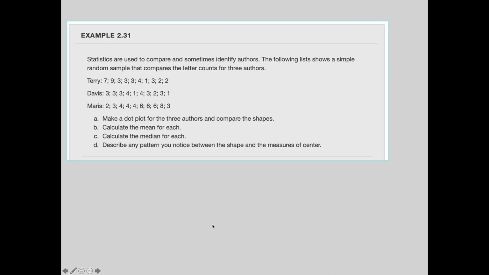So let's give you an example of how all these things can relate to each other. Statistics are used to compare and sometimes identify authors. The following list shows a simple random sample that compares the letter counts for 3 authors. Make a dot plot for the 3 authors and compare their shapes. Calculate the mean for each and the median for each. And then describe any pattern you notice between the shape and the measures of the center. Okay, do that now and then we'll show you the answers. So it's a stop and start time.